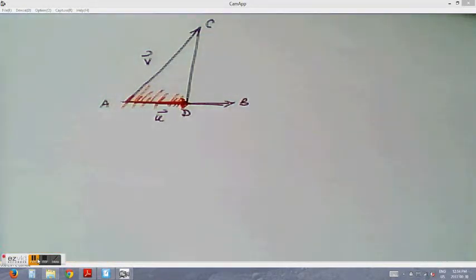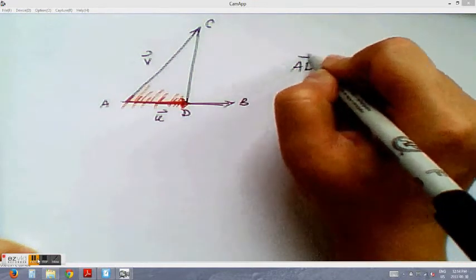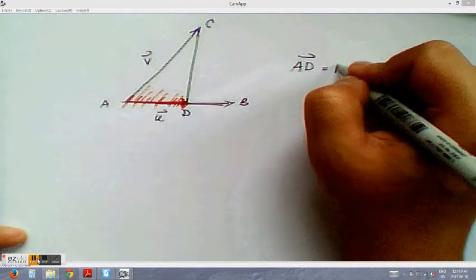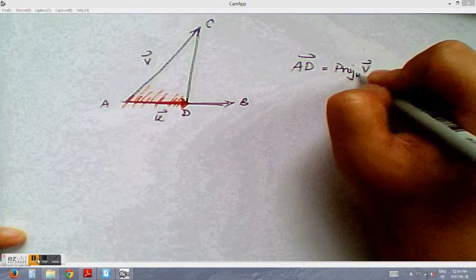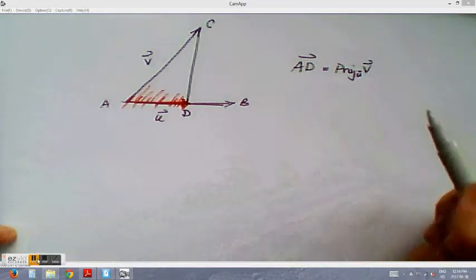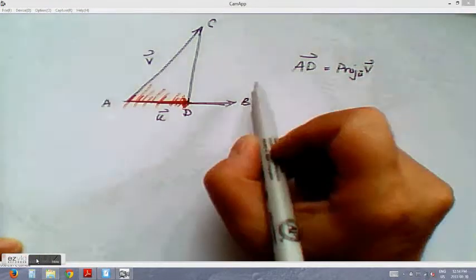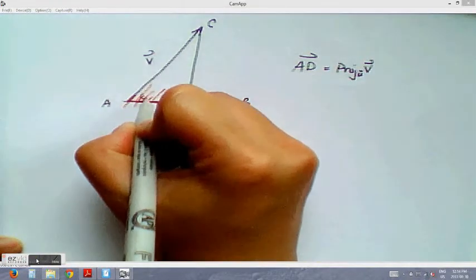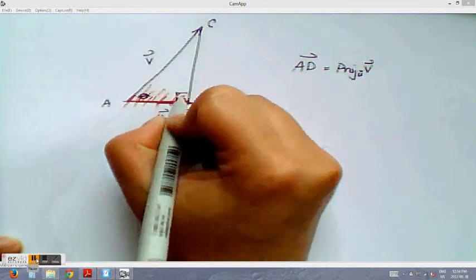Okay, so bear with me with my diagram. AD is the projection of V onto U. Okay, so then we can say that, taking this diagram, we're going to label this theta, and this is 90 degrees. Okay, so theta and 90 degrees.